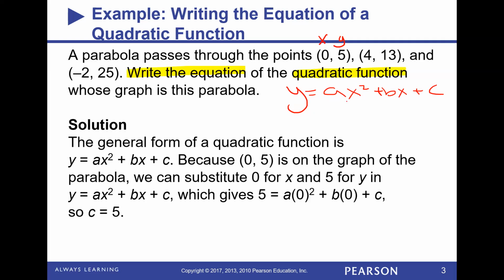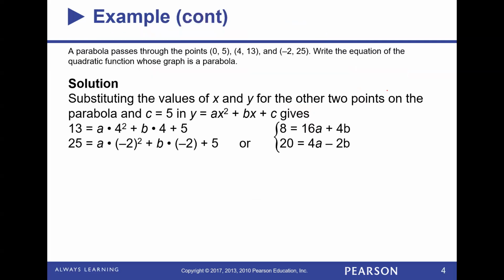Now, the rest of the part is I need to figure out what a and b are. And that's where the other two points are. So we already know that we have y equals ax squared plus bx plus 5, because we know c equaled 5. So I'm going to take these other two points, this one and this one, and plug them in for x and y. So the first point is (4, 13). You'll notice I say 13 equals a times 4 squared plus b times 4 plus 5. Again, we already know that c is 5. We've been able to solve that one out.